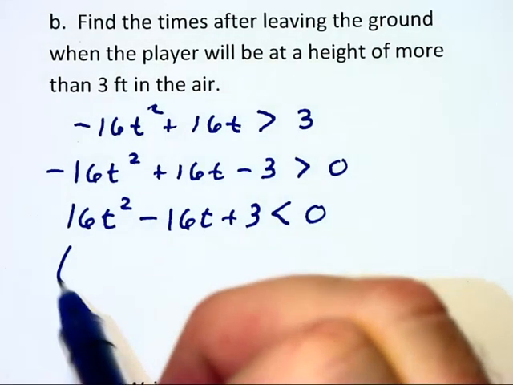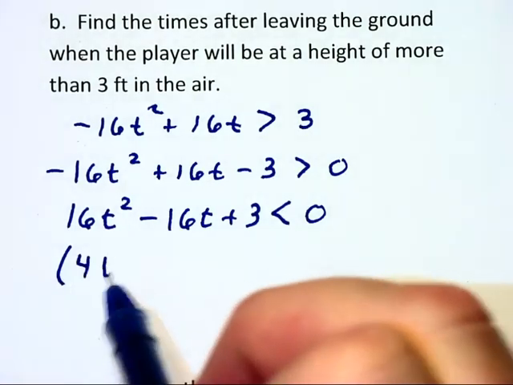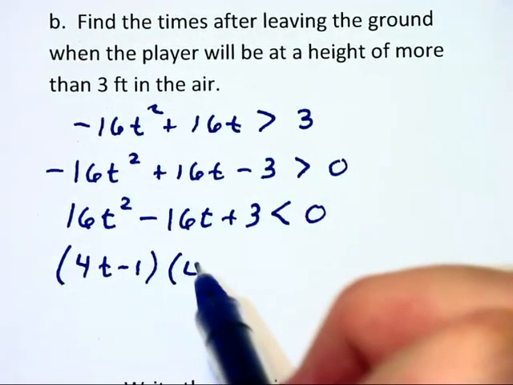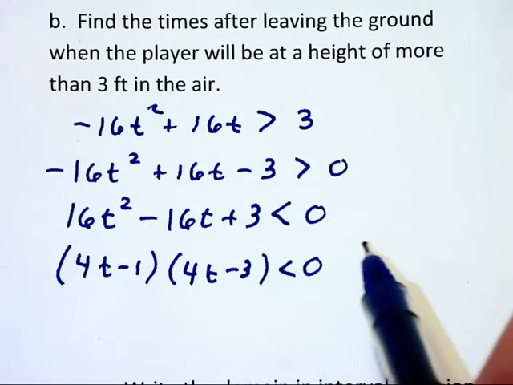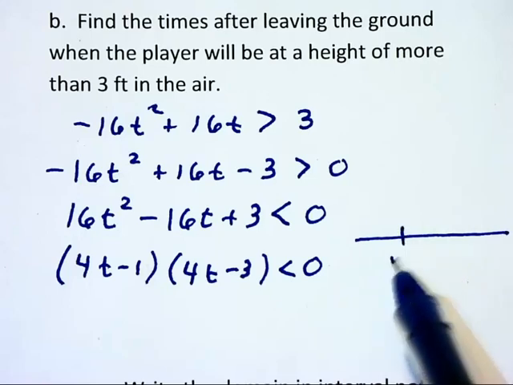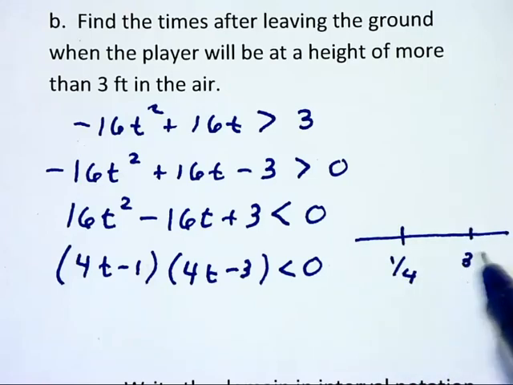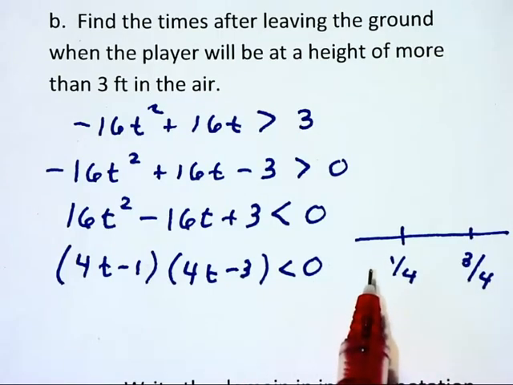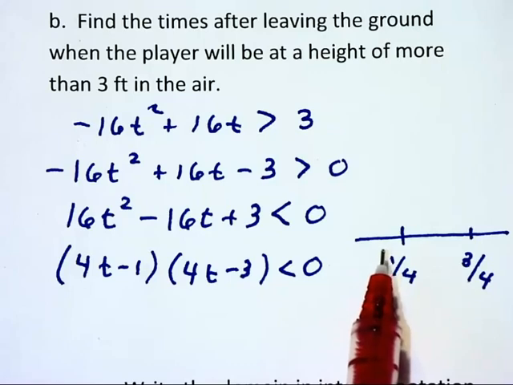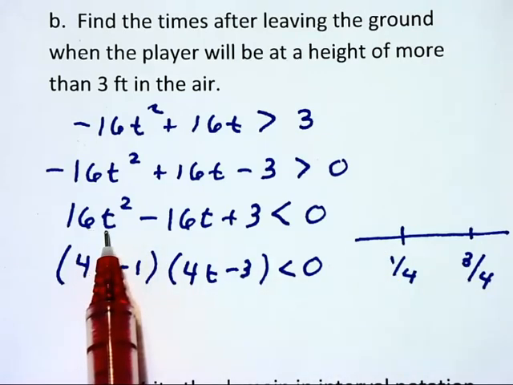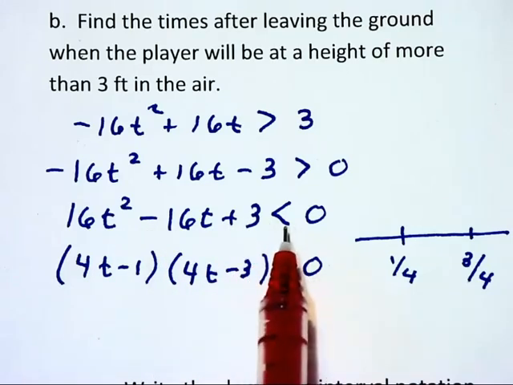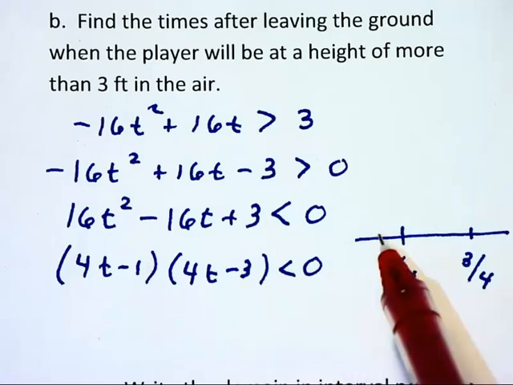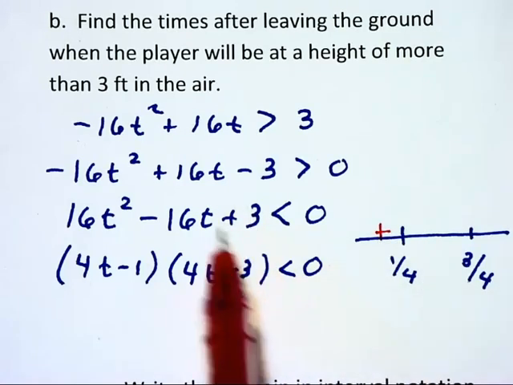Now we're going to factor the left side, and that will give us 4t minus 1 times 4t minus 3 is less than 0. On a number line, our two critical values are 1/4 and 3/4, and we need to try a test value off to the left of 1/4, and I'm going to suggest 0. Let's stick it into this line here. 16t squared, that's 16 times 0, minus 0, plus 3. 3 less than 0 doesn't make sense. We want this to be less than 0. This is actually above 0 when you stick 0 in, because you get a positive 3.